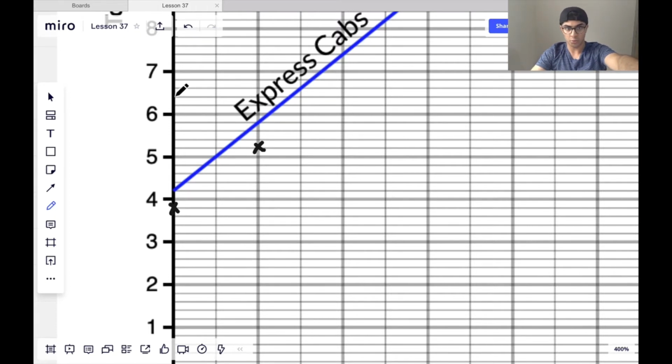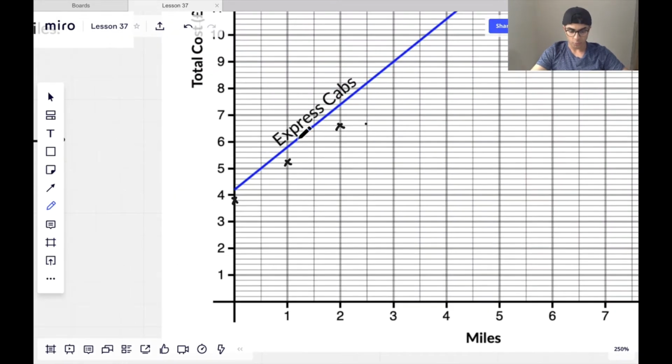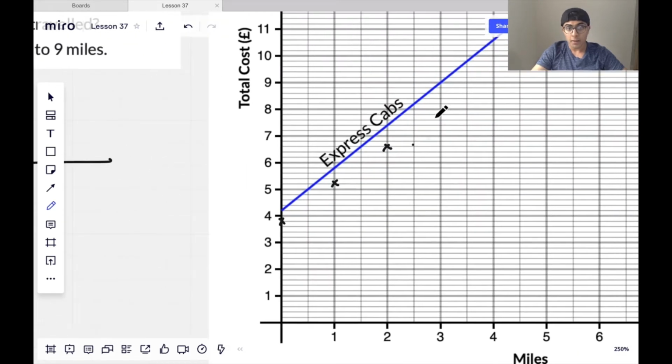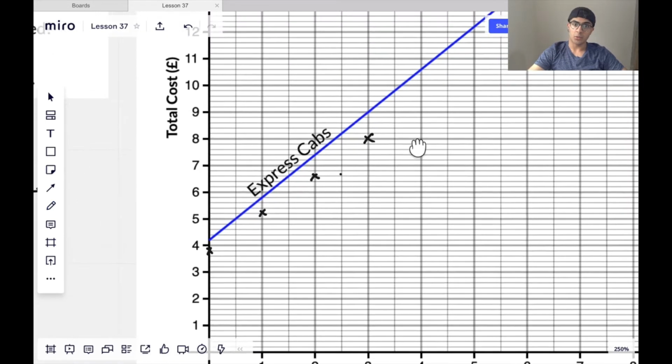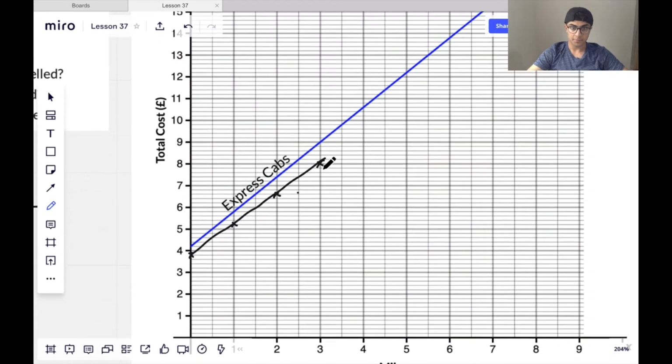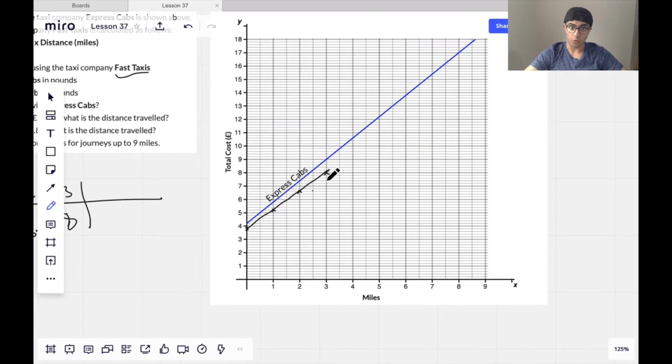Then have a flat ruler along, and go to 2, which is over here, 6.60. And then we can try 3, which is 8, which is an easier one to do. And then you can see this goes in a straight line. So you just get your ruler out, connect the points, and extend it for the whole range.